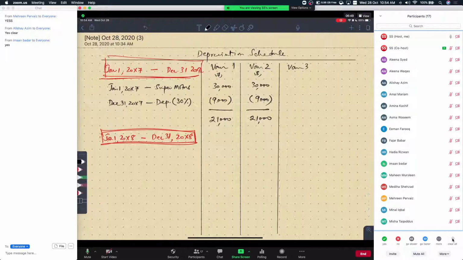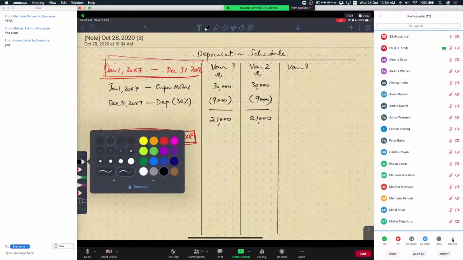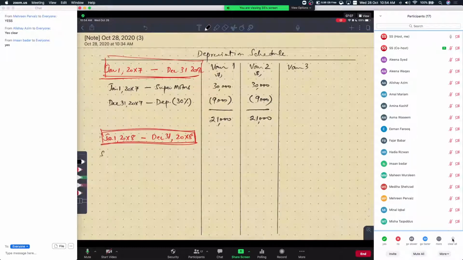Do we have any event? Yes, we had one event happening during that date, and that is 1st of September 20x8. We bought a third vehicle costing $35,000, and this time we did not buy it on credit. This time we paid cash. So I'm going to just simply list it down here. On September the 1st, 20x8, we bought a third van paying by cash, and that third van was bought for $35,000, right?